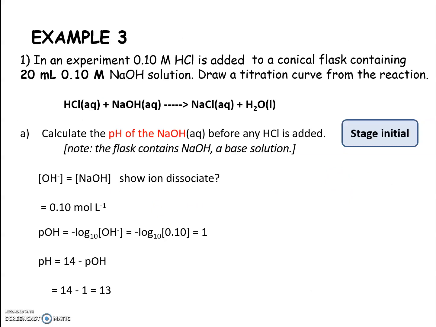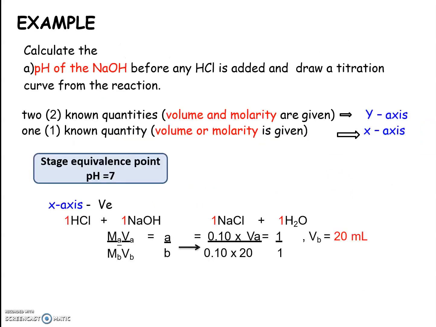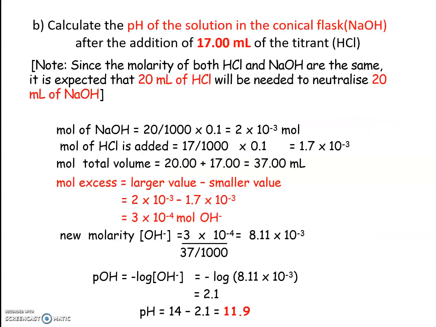Okay, so you can look at another example. For example, in this question, when addition of titrant is 17 ml, you have to determine the stage, either before or after the equivalence point. The question does not mention it, so you have to determine it by yourself. Remember what I explained before, the additional notes.